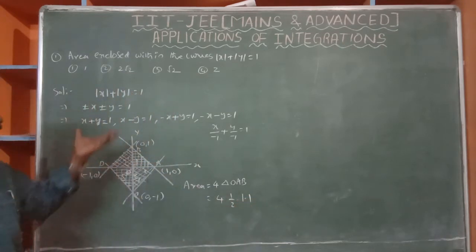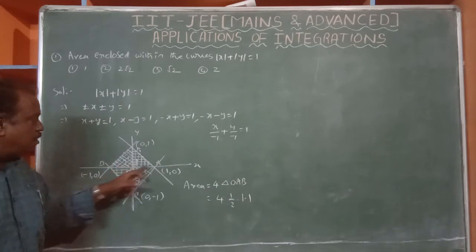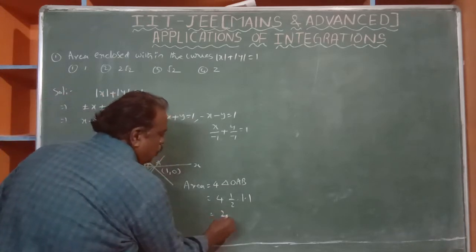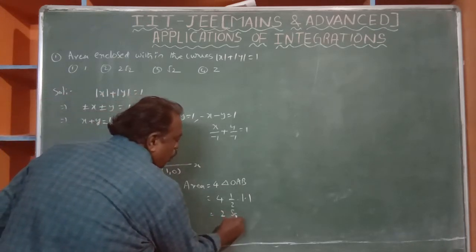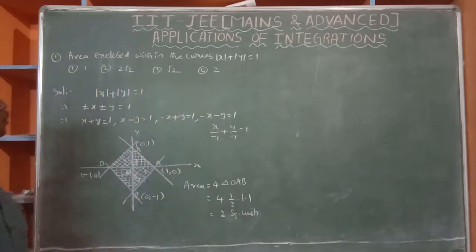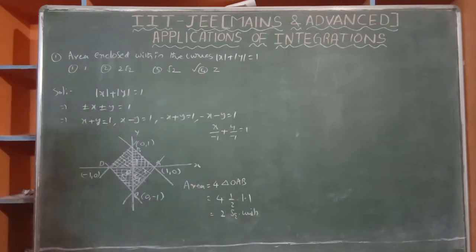Not needed to apply the integration. That is a theory part. This is a right angle triangle, half base into height. So it is 2 square units. So the answer is this one. Okay? Right.